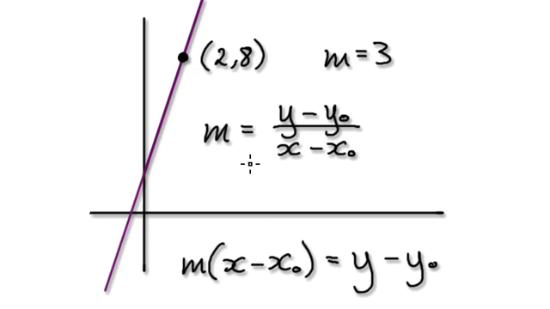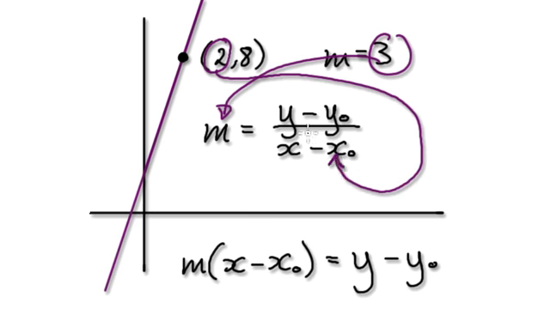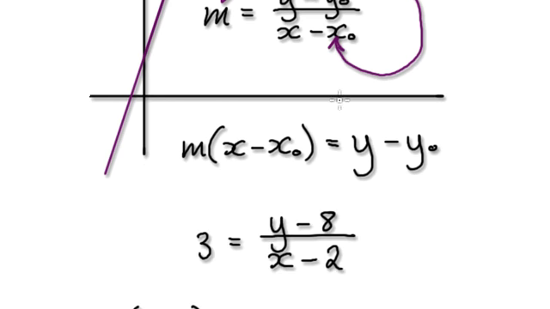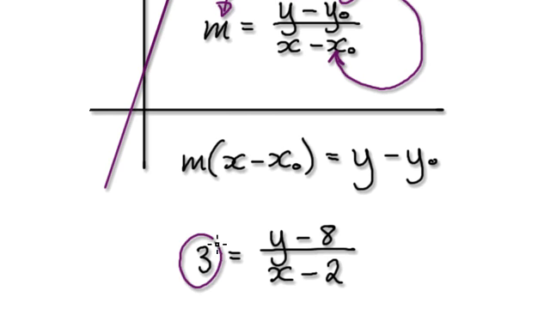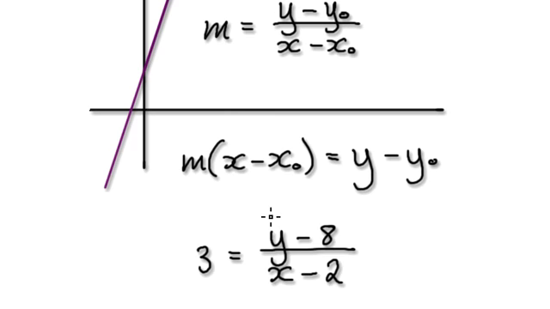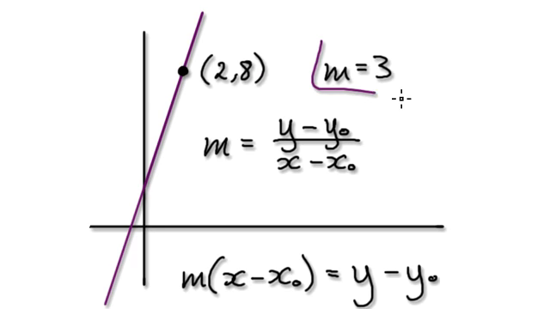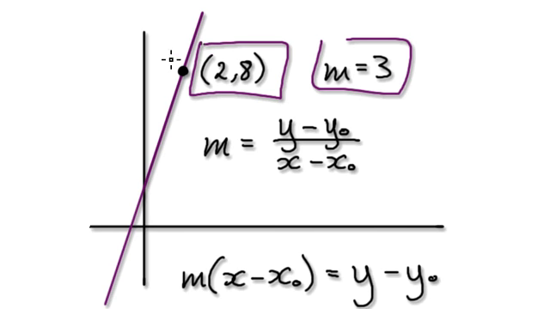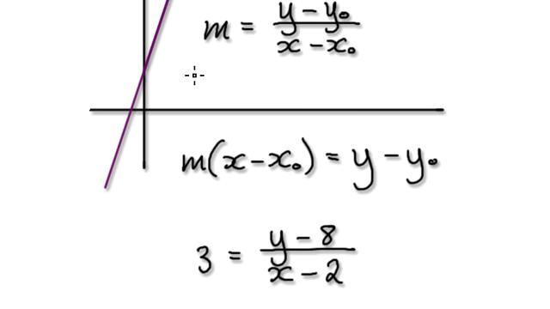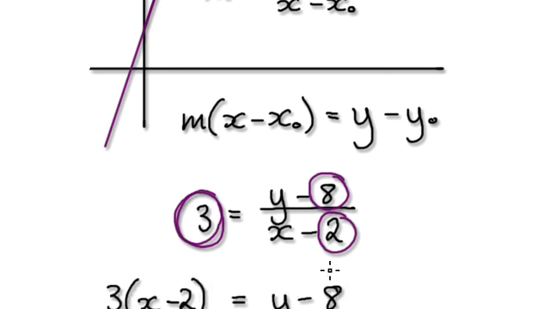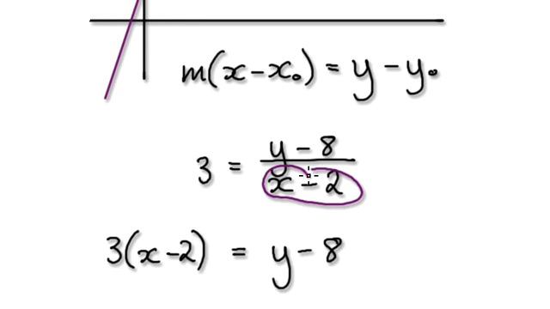So in this case, this is our m here. We can put this into here, and then this is x here. So we can put this into here. This is our y here. So we can put this into here. Okay, so in this particular case, the gradient is 3. When given a gradient and given that it passes through one particular point, we can just say the gradient equals y take away 8 over x take away 2. So you would then multiply both sides by this thing here.